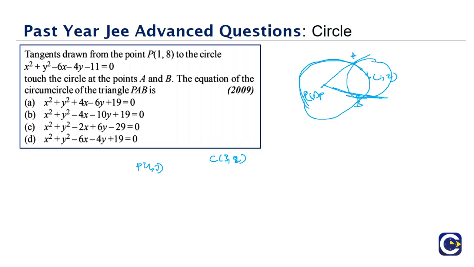If you consider this is our required circle, the angle made by the center with this part is nothing but 90 degrees. This is also 90 degrees. So the equation of the required circle, if that is the diameter of the circle, is (x - 1)(x - 3) + (y - 8)(y - 2) = 0. So x² + y² - 4x - 10y + 19 = 0. So the answer for this question is option B.